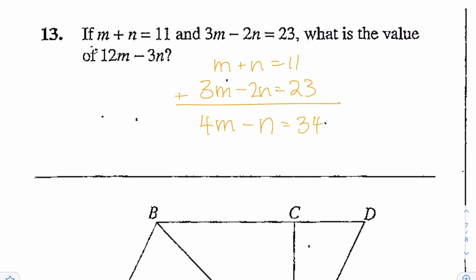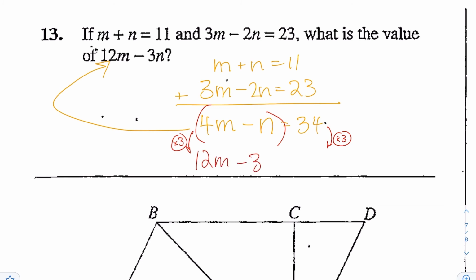And that is actually really important because to turn that equation into the one you want, you just multiply by 3 on both sides. So multiply everything by 3, you'll get 12m minus 3n, which is exactly what you want. And 34 times 3 is 102. So the answer is 102 here.